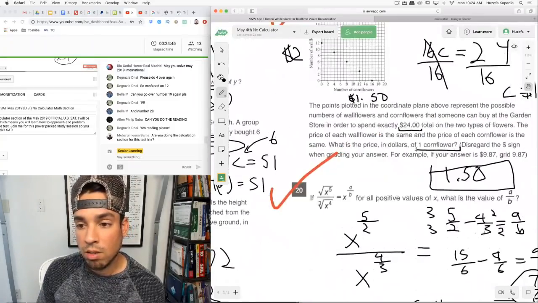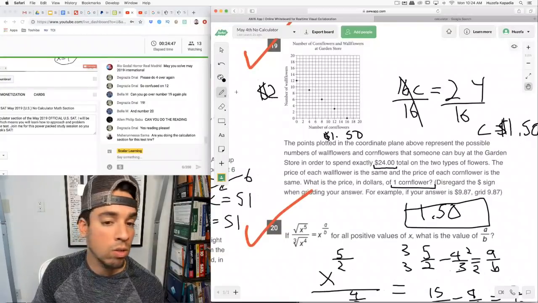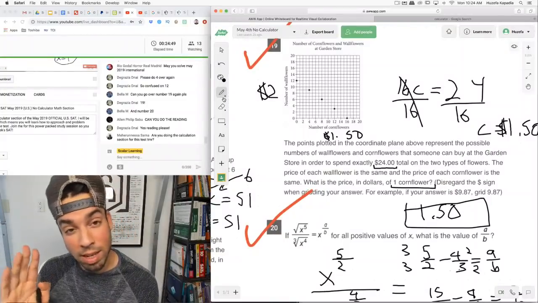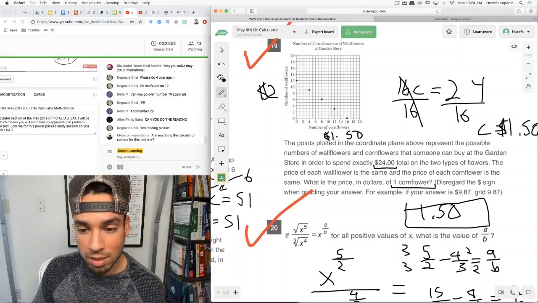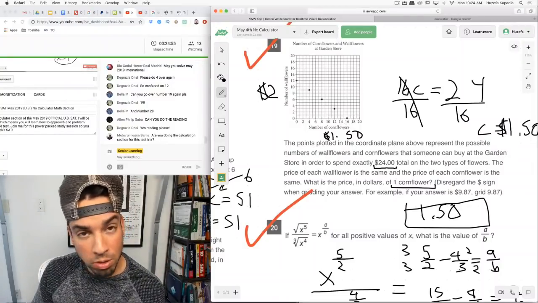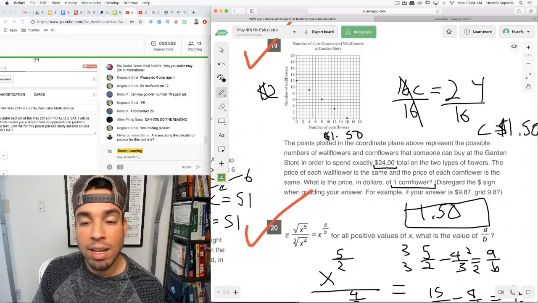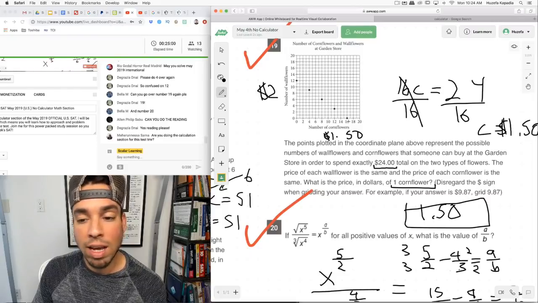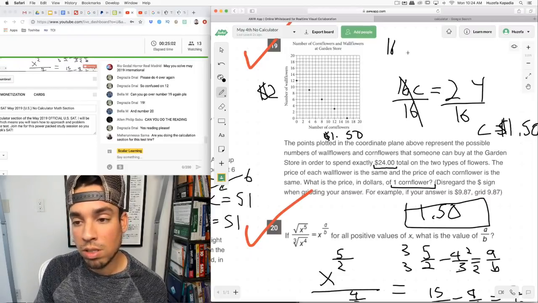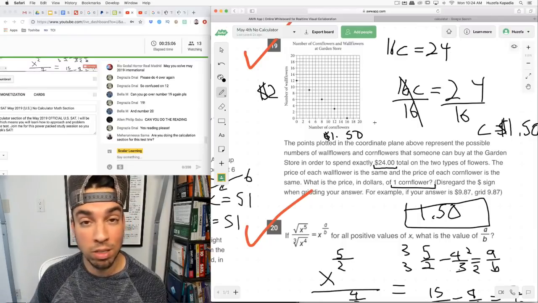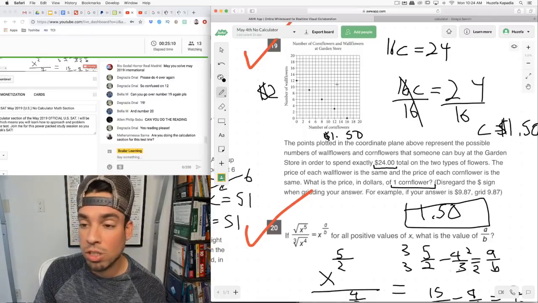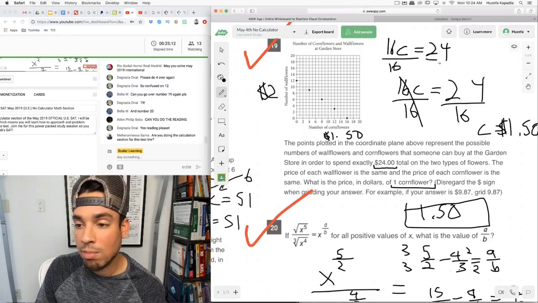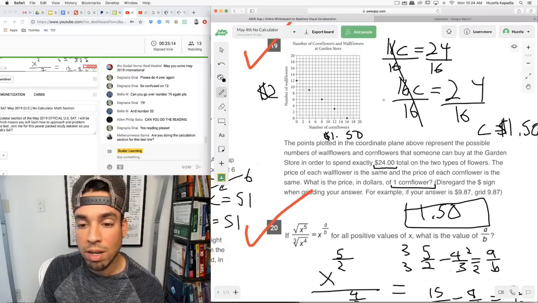Number 19. I know this is confusing, but it's really not that bad. If you didn't catch my shortcut, the simple way to solve for the price of the cornflowers is this: I have a great data point. When I sell 16 cornflowers, 16 times whatever the price is, I'm spending $24, because I'm always spending $24. I chose that data point so I didn't have to make a system of equations. Then I just isolate by dividing by 16 and I get 1.5.